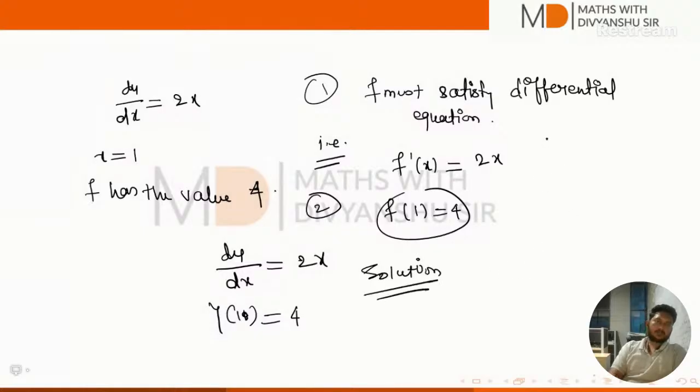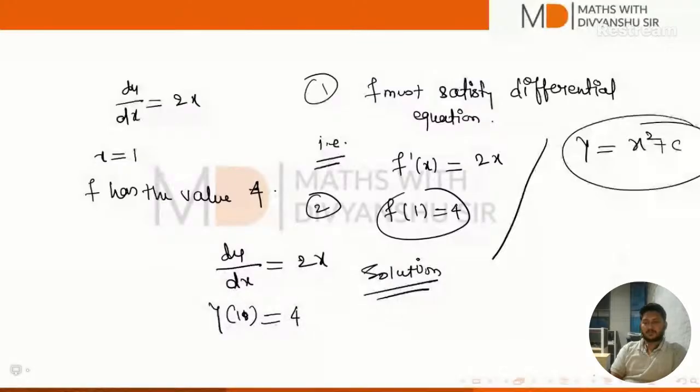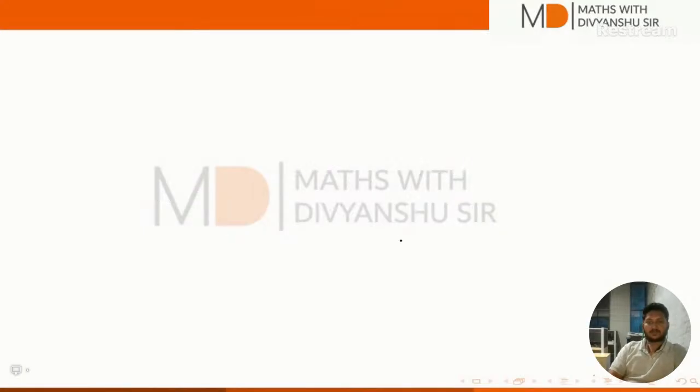In this notation, the solution looks like this: y = x² + c, where c is an arbitrary constant. When you take the derivative, it comes to this. So if you take a problem like this, first you must satisfy the differential equation, then go for the further calculation. Okay, one more example I will show you.